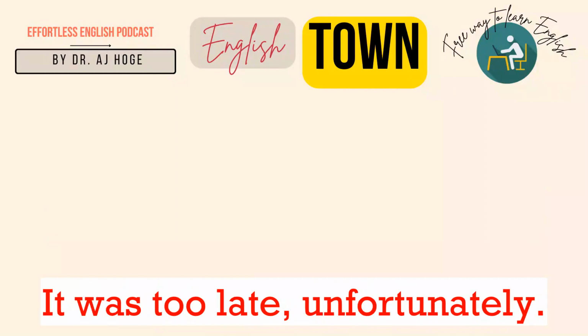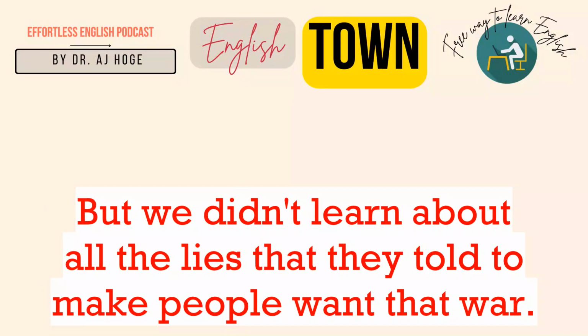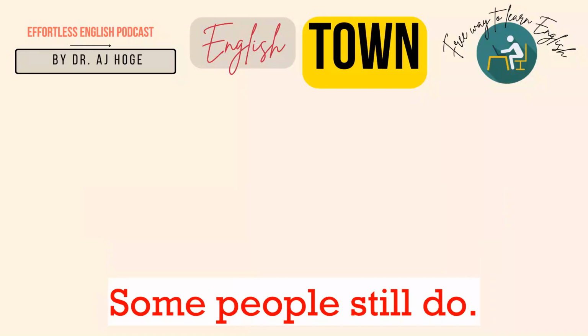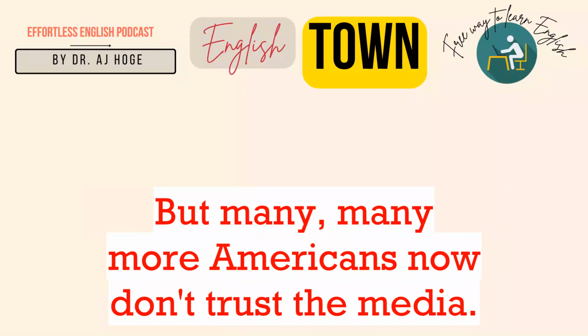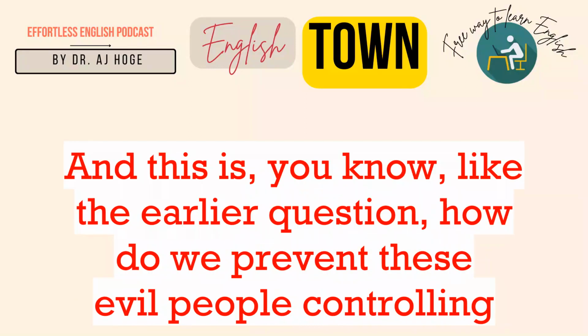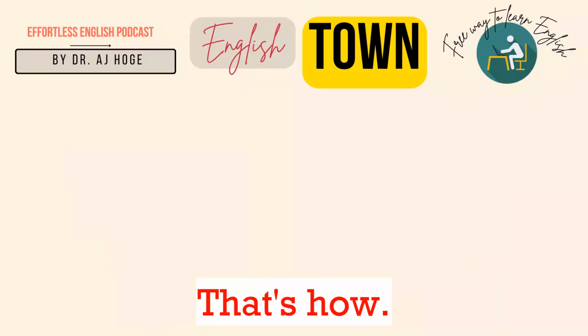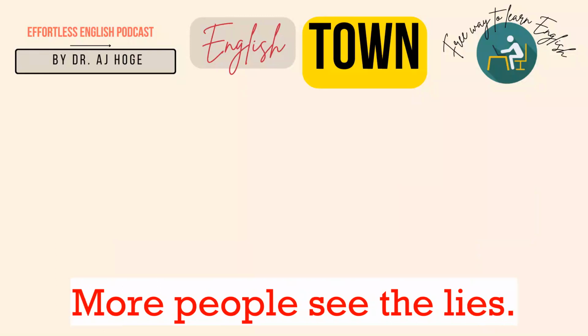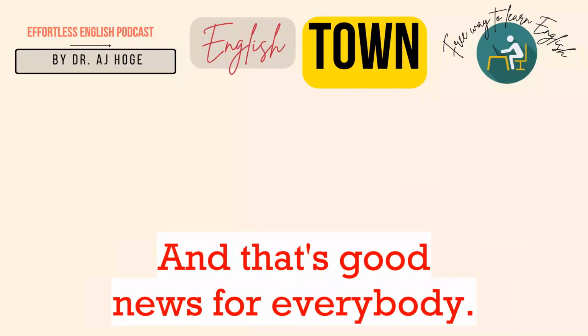It was too late, unfortunately, but we did learn about all the lies that they told to make people want that war. And now a lot of people realize those lies, and now they don't trust it. Some people still do. They're not so smart. But many, many more Americans now don't trust the media. They don't trust the propaganda. They see the techniques. And this is, like the earlier question, how do we prevent these evil people controlling us? That's how. They still have a lot of power, yes. A lot of people still believe them, yes, but fewer people believe them. More people see the lies. Their power is now less, and that's good news for everybody.